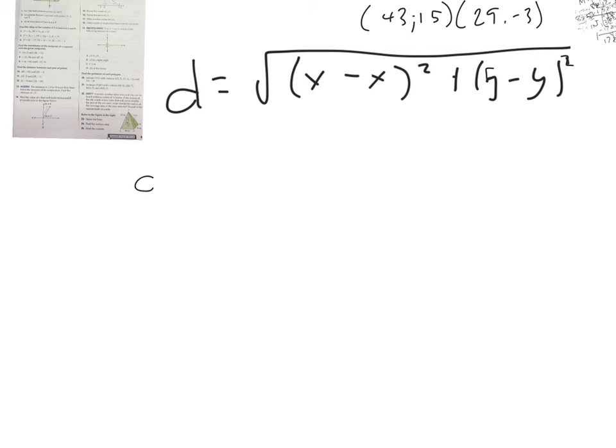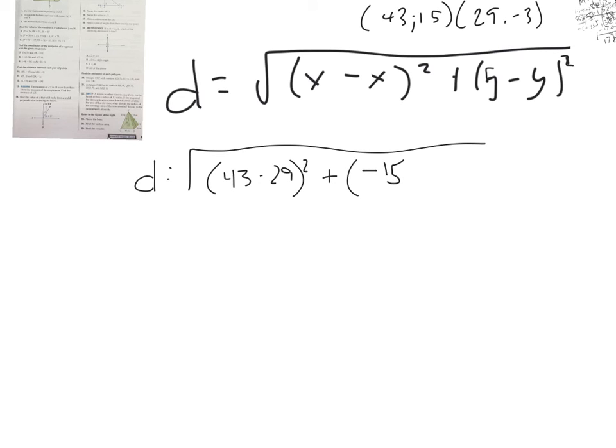So the distance then is going to equal the square root of x minus x. So I say 43 minus 29 squared plus, then I got negative 15 minus a negative 3 squared. Minus negative, same as plus or positive. So 43 minus 29 is 14. So I get 14 squared plus negative 15 plus 3 is negative 12 squared.